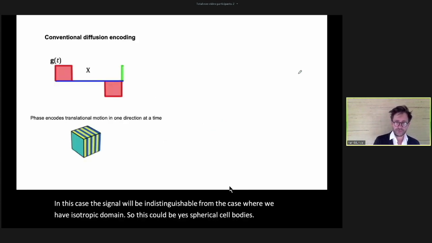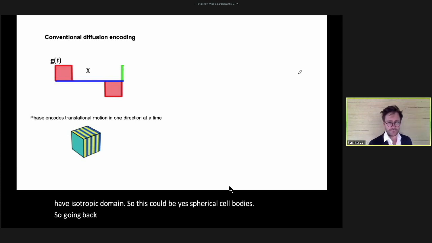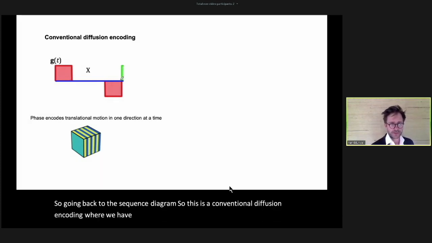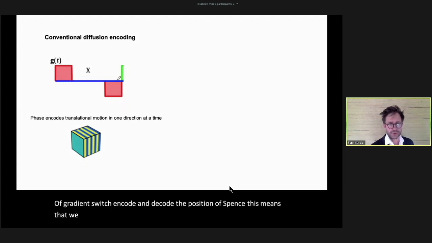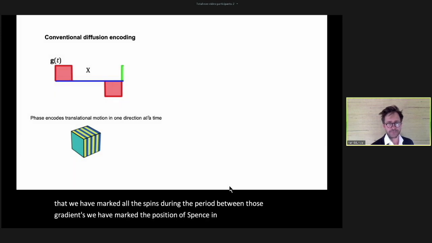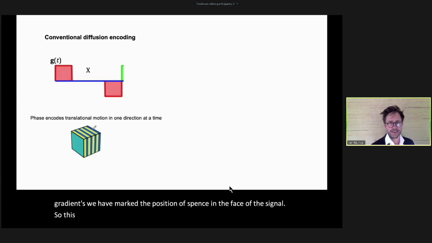So going back to the sequence diagram, this is a conventional diffusion encoding where we have two blocks of gradients which encode and decode the position of spins. This means that we have marked all the spins during the period between those gradients. We have marked the position of spins in the phase of the signal. So this measures the displacement in a certain direction for every measurement.